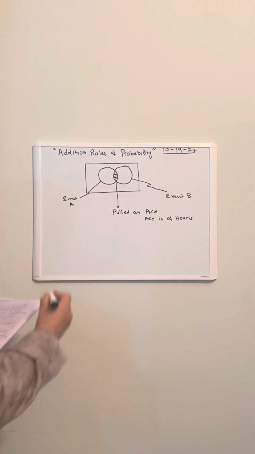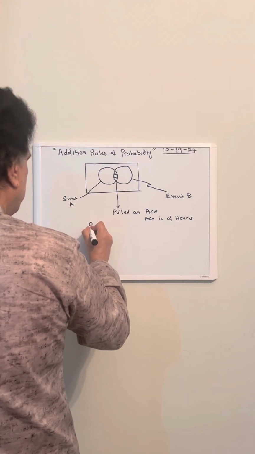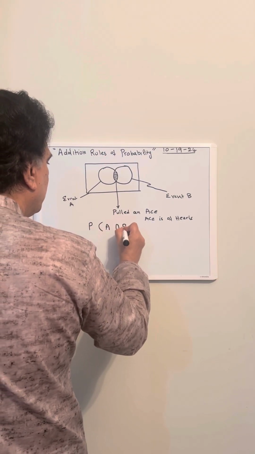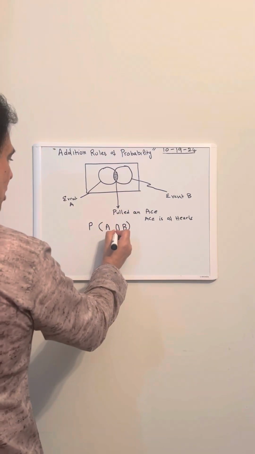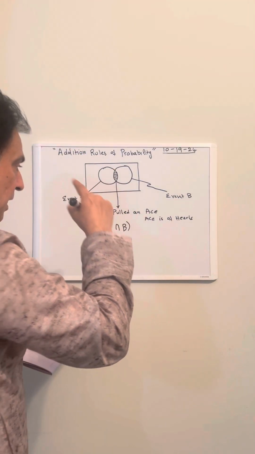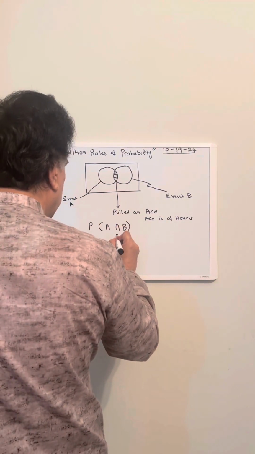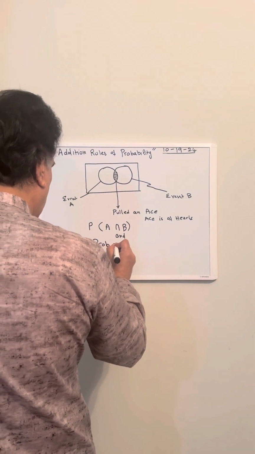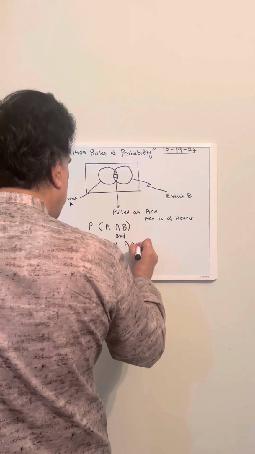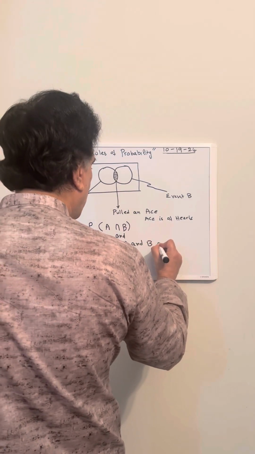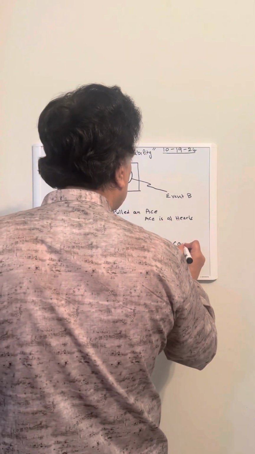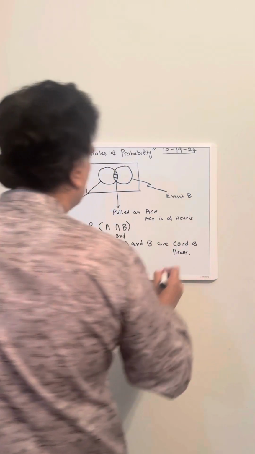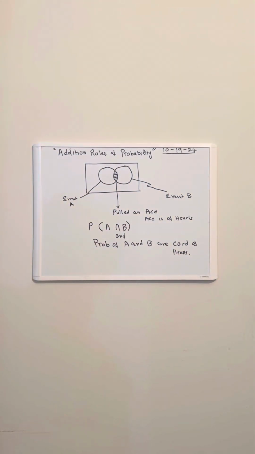How do you write it down? I think in your books, it's going to say probability of A, and then you put an upside down U, B, right? What this upside down U means, just put it in your head: it means and. So this is basically saying probability of A and B, an ace that is a card of hearts. So I hope this was useful.